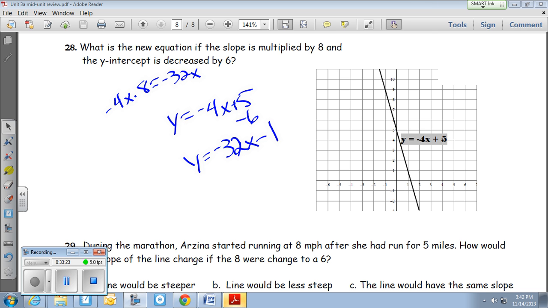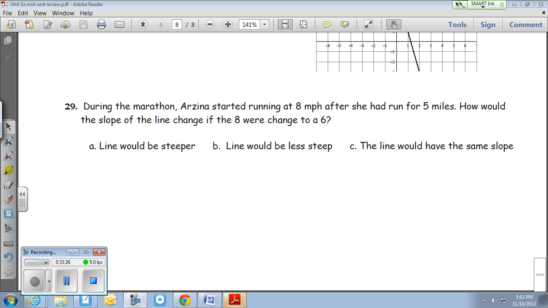And the last one, number 29. During the marathon, Arizona started running at 8 miles per hour after she had run for 5 miles. How would the slope of the line change if the 8 were changed to 6? So 8 miles per hour is going to be the slope, but if we were to change that to 6, it's going to be less steep. If my slope is lower, it's going to be a flatter or less steep slope than if it were higher. That's it.